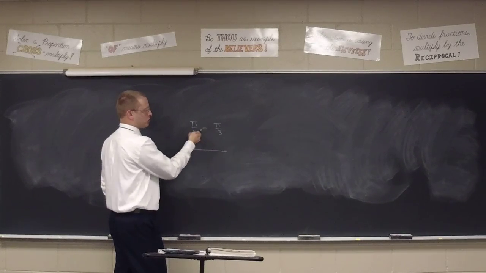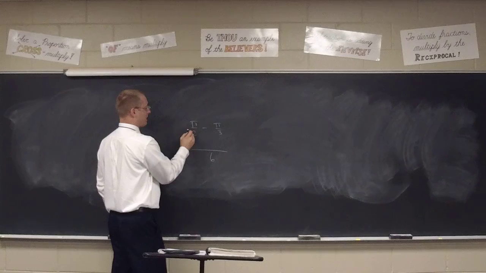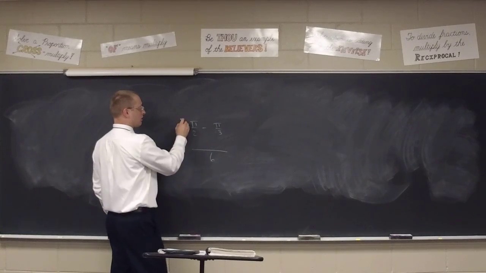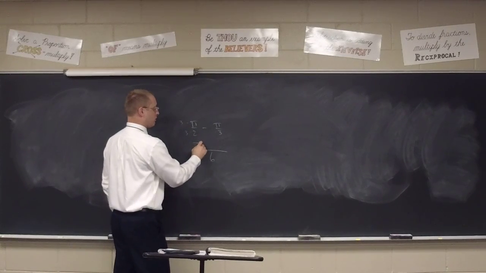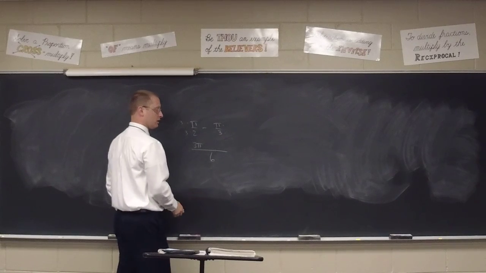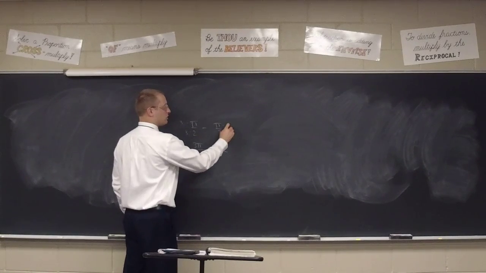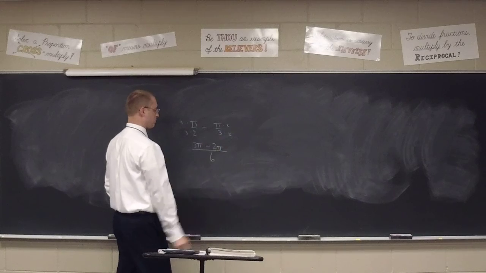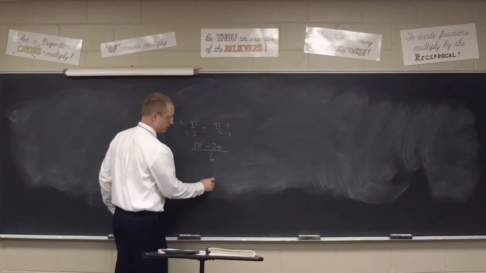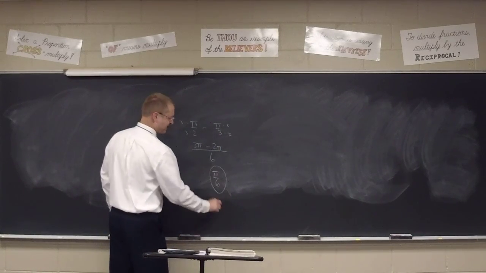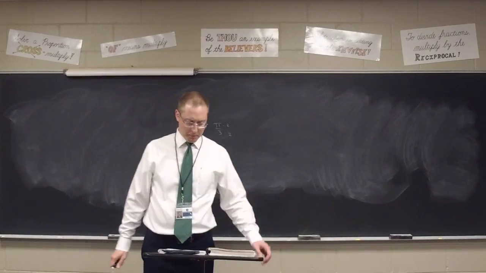What's the common denominator between 2 and 3? 6. So we multiply top and bottom by 3 to get 3 pi over 6, and we multiply top and bottom by 2 to get 2 pi over 6, and so 3 pi minus 2 pi all over 6, pi over 6. That's your complement. Does that make sense now? Yeah, it does. All right.